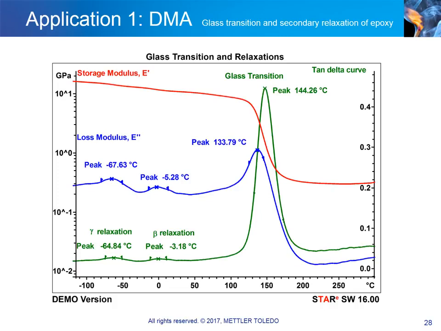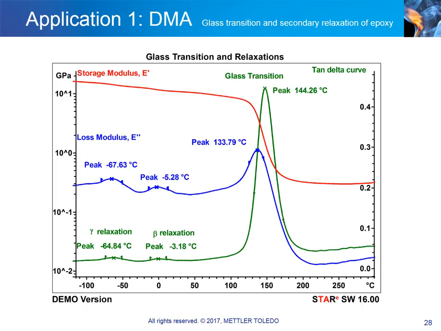DMA is the most sensitive method available for measuring glass transition, particularly in highly filled materials such as composites. In DMA, a step in the storage modulus and a peak in both the loss modulus and the tan delta curve characterize the glass transition, sometimes also called the alpha transition. The glass transition temperature is frequently characterized either by the onset temperature of the E' or by the peak temperatures of either the E'' or tan delta curve.